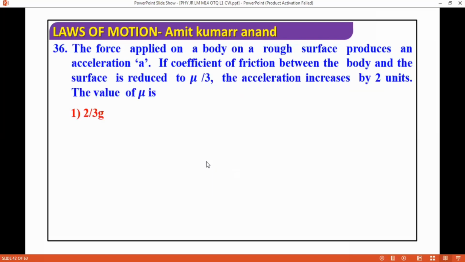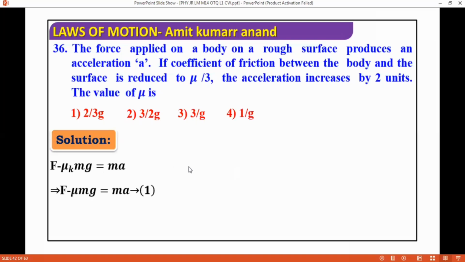The force applied on a body on a rough surface produces an acceleration of A. If the coefficient of friction between the body and the surface is reduced to mu by 3, the acceleration increases by 2 units. What is the unit of mu? So simply, in both situations you need to find the right equation. Mu is unknown here. In the first case, F minus mu mg will become mass into acceleration.